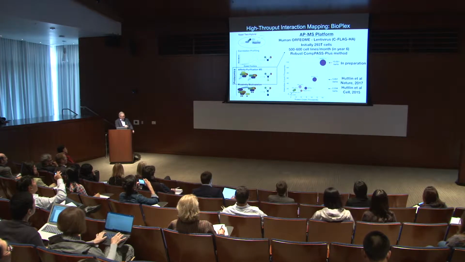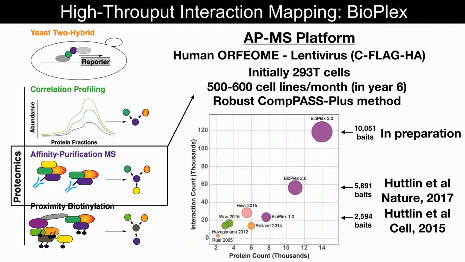BioPlex 2 was the largest experimentally determined interactome available. We now have just about completed BioPlex 3.0. So this is now attempting to IP 10,000 proteins from 293 cells and determine their interactomes.